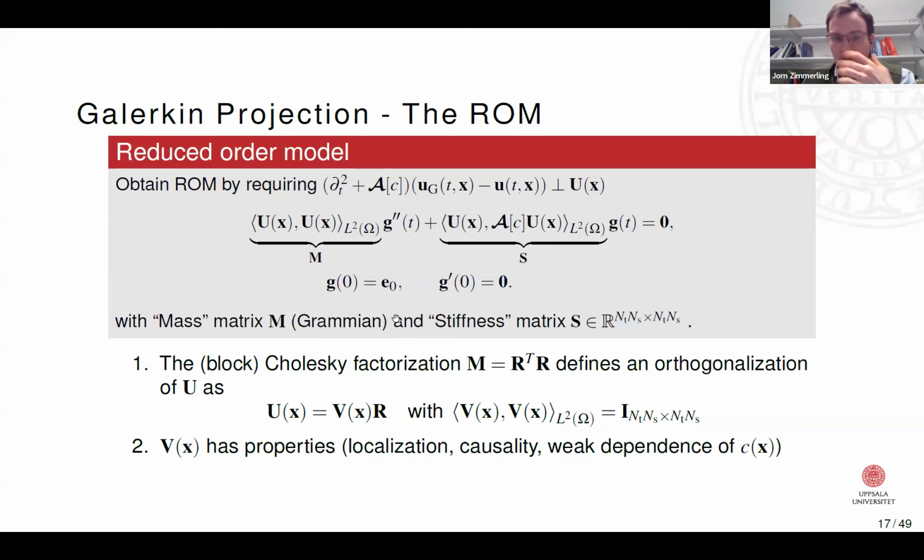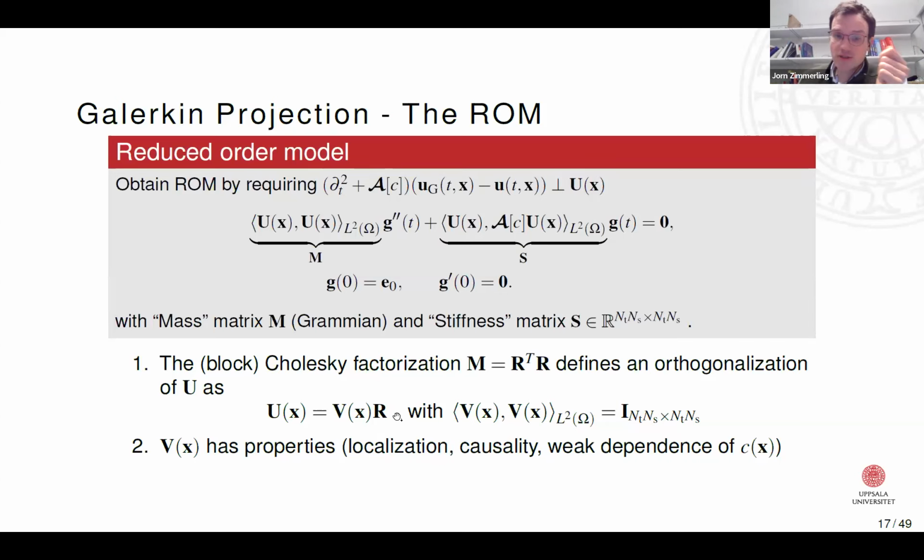And if you do a block Cholesky factorization of this mass matrix, which is a Gramian and positive definite if the basis vectors U are linearly independent, then it defines an orthogonalization of that space as U is equal to V times R, and V then is this orthogonalized basis. So you could equivalently do a Galerkin approximation in this orthogonalized space. And this V here is a very important function. It has many nice properties.